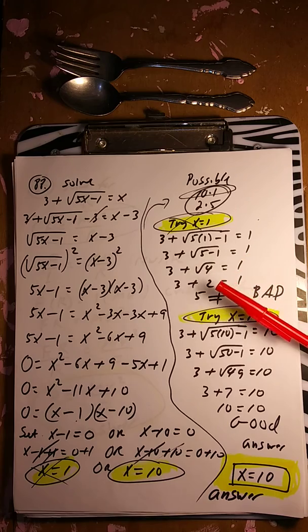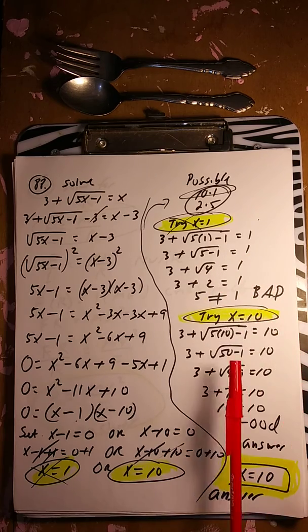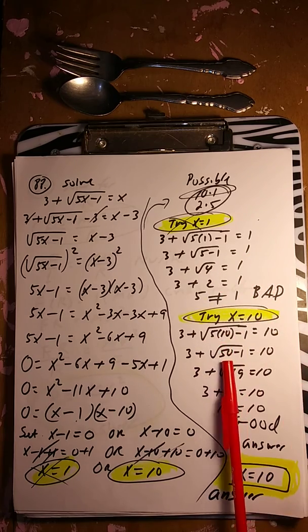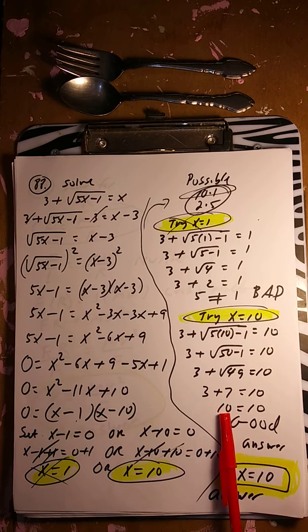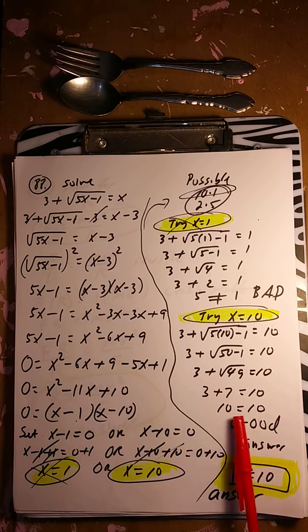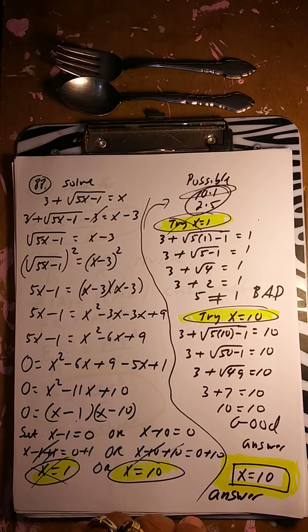Now how about the other one? Try 10. 5 times 10 is 50. Minus 1 is 49. Square root of 49 is 7. 3 and 7 is 10. Does that match? 10 and 10. Yep, that works. So the answer is just the 10. That's the only one that worked.